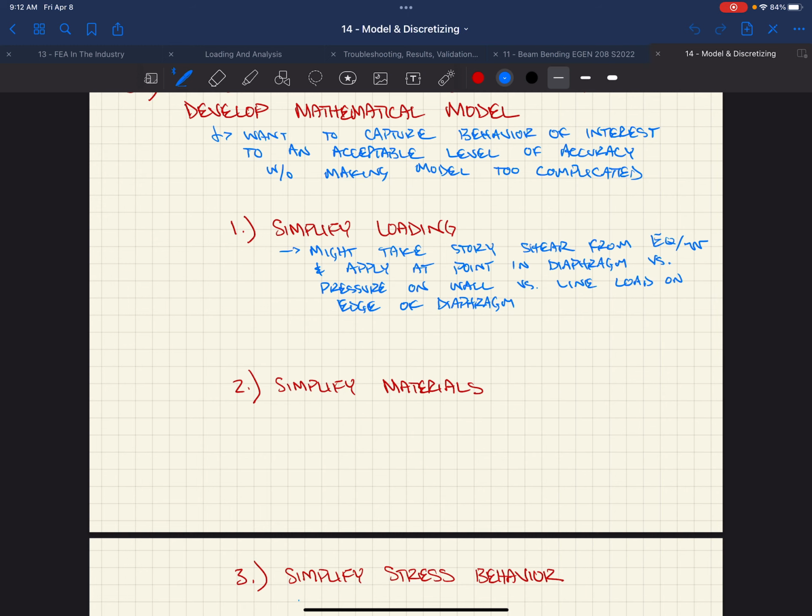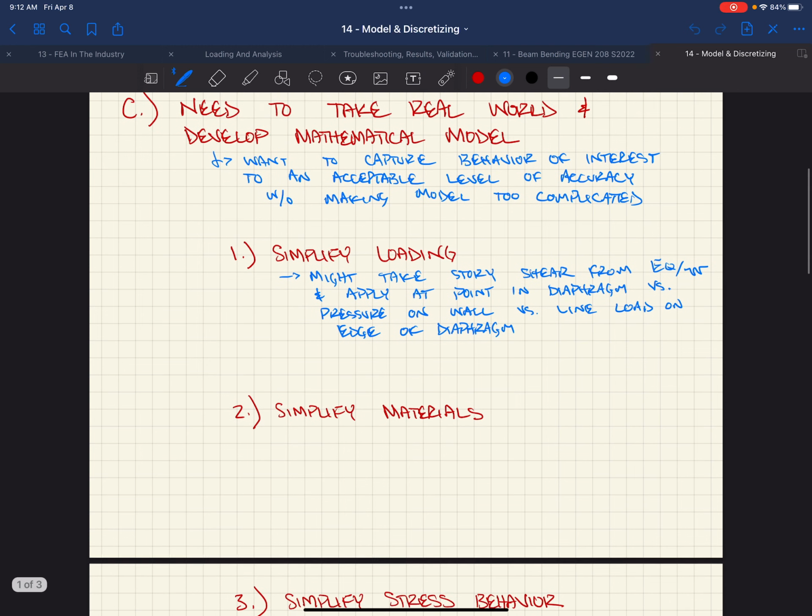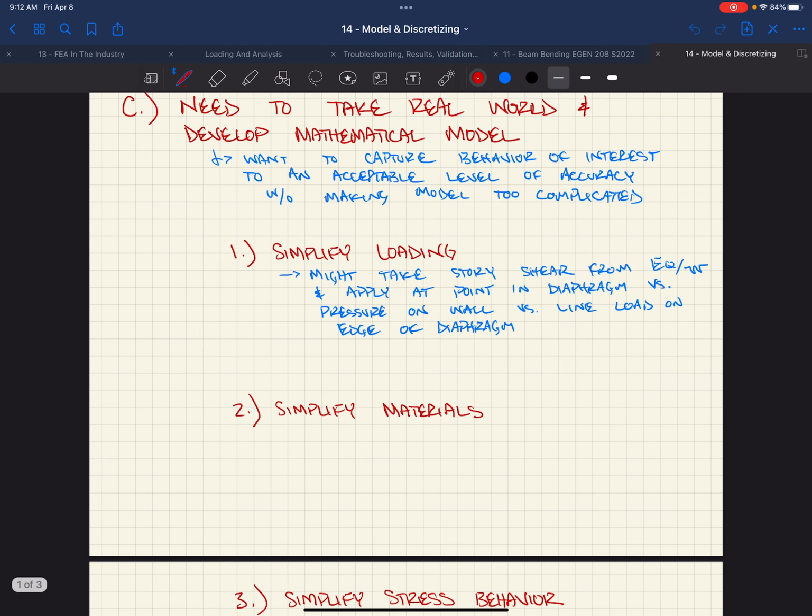And all of those simplifications come from going back and saying, I want to capture some behavior of interest. Am I designing the diaphragm? Am I designing a brace frame? Am I designing a column? Am I designing a gravity system, lateral system? Am I designing the foundations? All of those things. Some other simplifications we make with respect to loading is, do we want to consider self-weight?